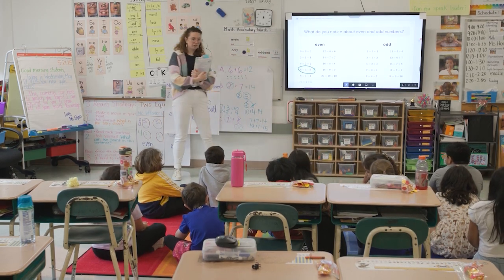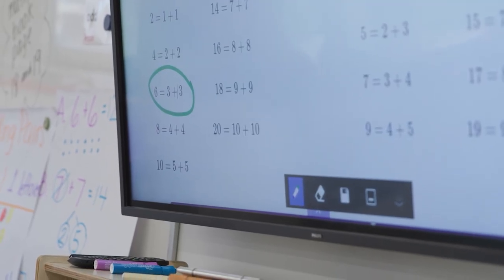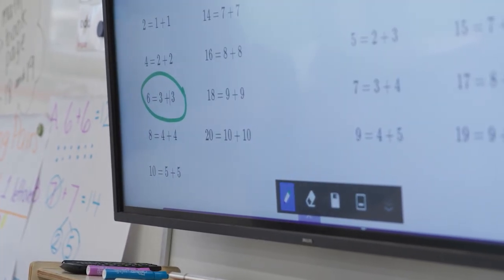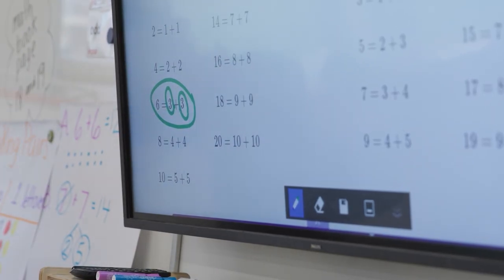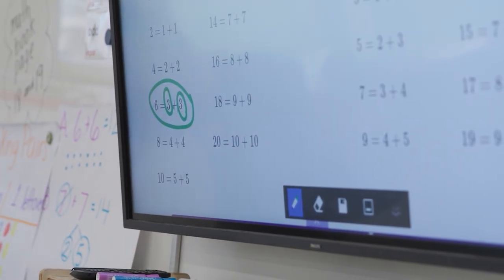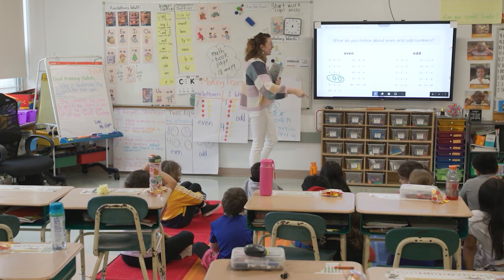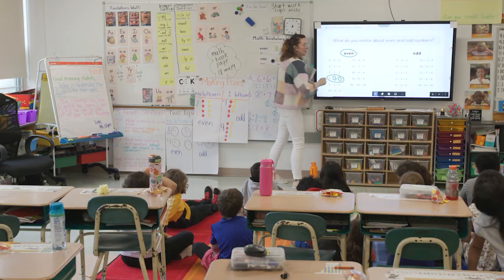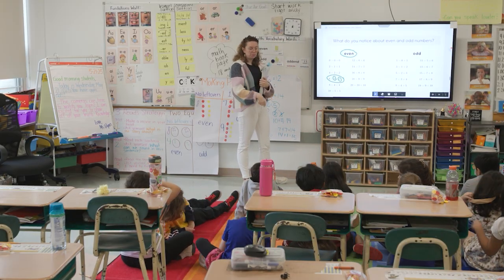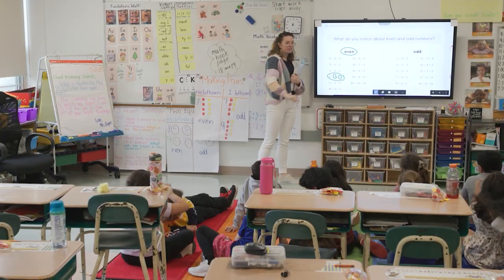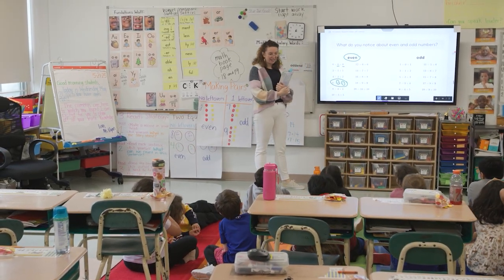6 equals 3 plus 3. What are the addends in 6 equals 3 plus 3, Swenson? 3 and 3. So what do you notice about the addends in that equation, Swenson? Good. So Helen was telling us that even numbers can have 2 equal addends. Everybody say that with me. Even numbers can have 2 equal addends.